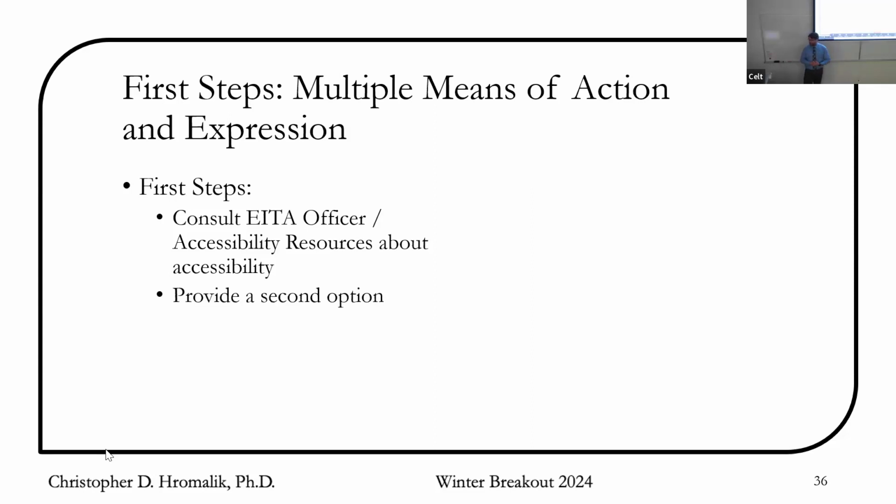Another way to provide multiple means of action and expression is to simply provide a second option. Is it possible for students to complete the assignment in a second way?